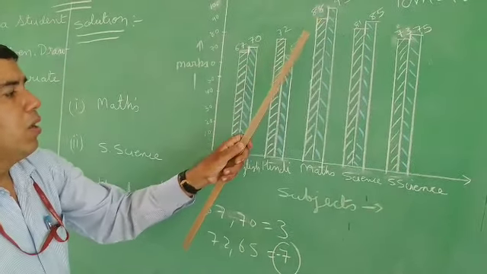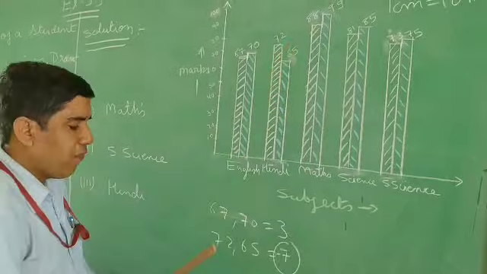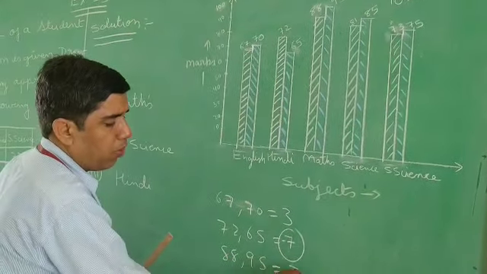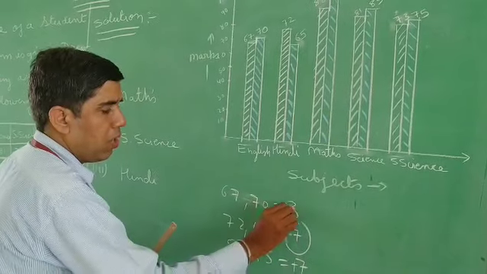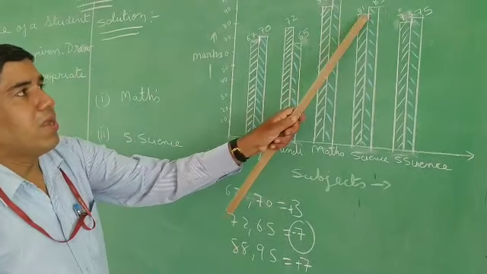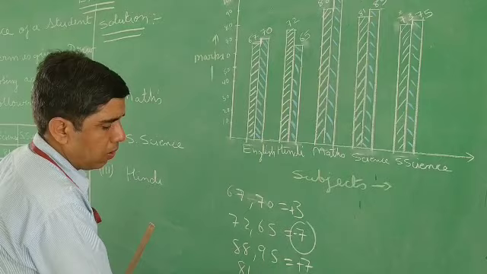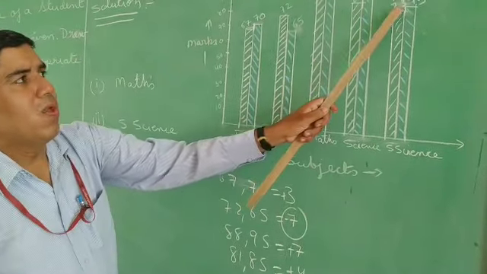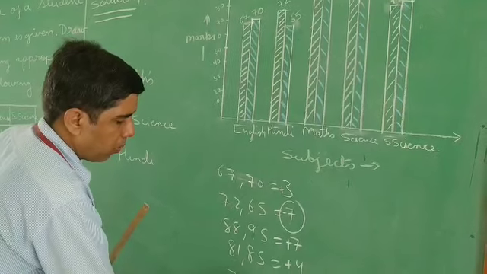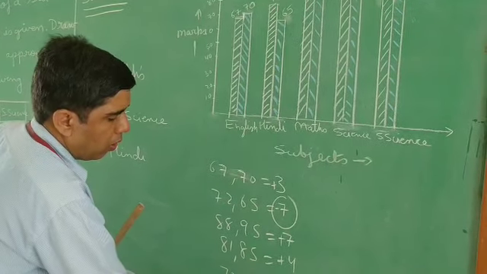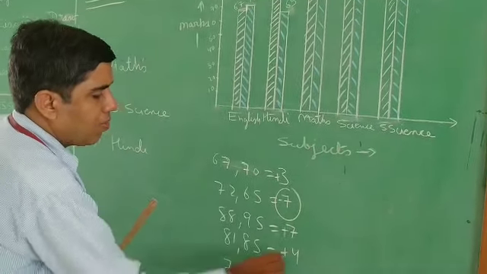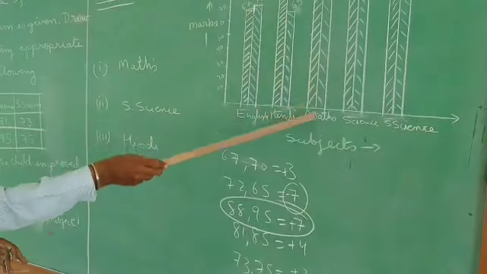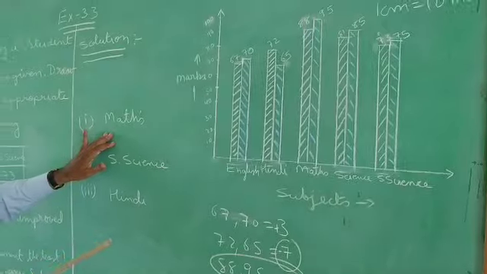Now here, 88, 95. So it is positive, plus. Here you write plus. Now next, 81 to 85. It is plus 4. Improvement is there. 70, 75, it is plus 2. Now you can see the best performance improvement is in this subject, 88 to 95. It is maths. So the answer is mathematics.